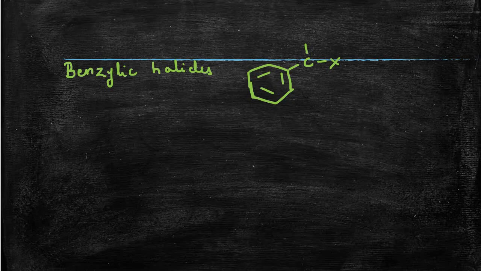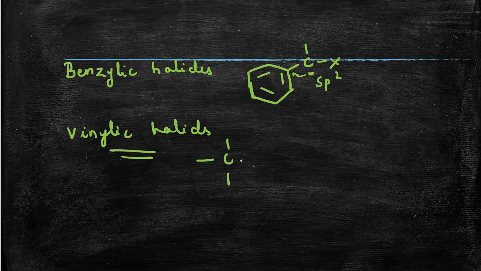Next you can see benzylic halides. Here the halogen is linked to the carbon of the side chain, which is attached to the carbon which is sp2 hybridized. Similarly, there are vinylic halides. Now in this case, how can we represent it? You can see here.